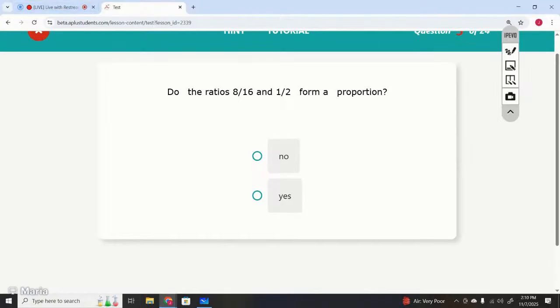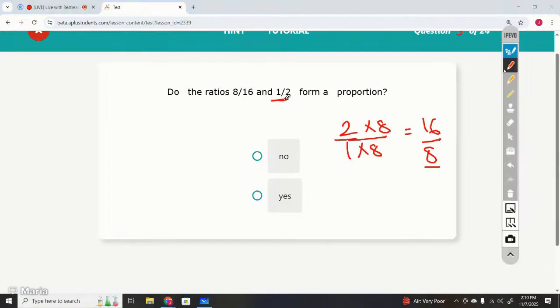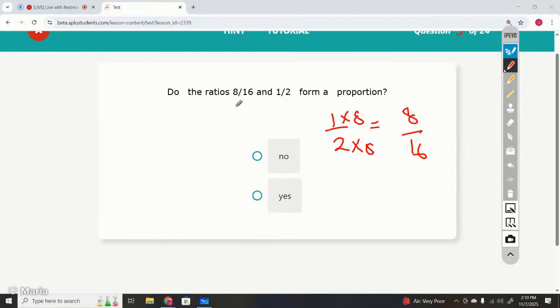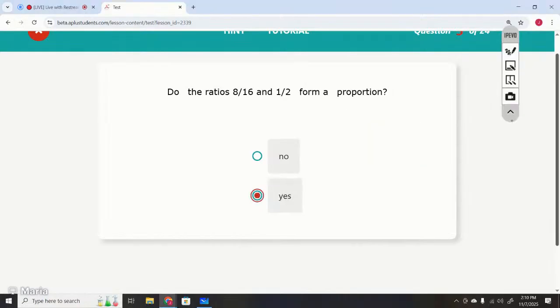Do the ratios form a proportion? Let's make the denominators the same. Multiply this fraction with 8. 2 times 8 makes 16, right? 8 times 1 is 8. Both the fractions are exactly the same. So yes, they are equivalent. The correct option is yes.